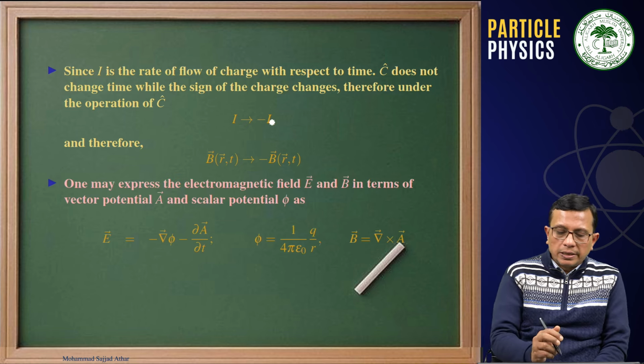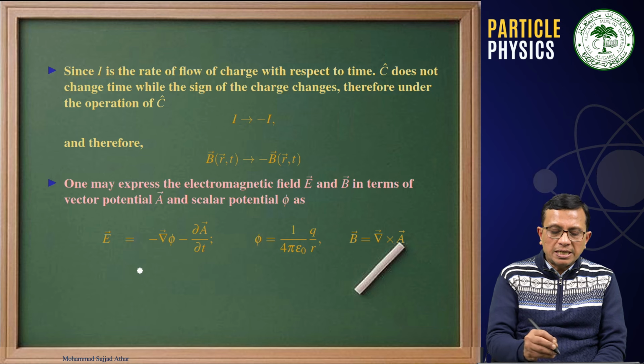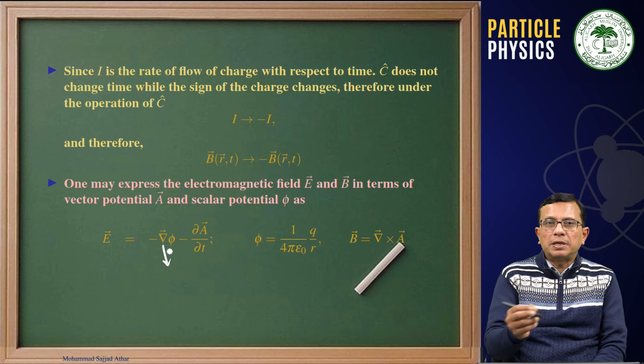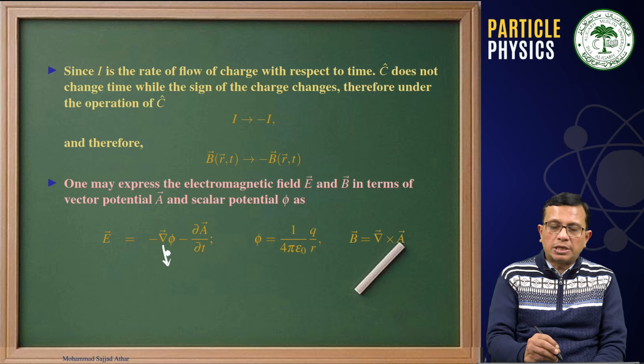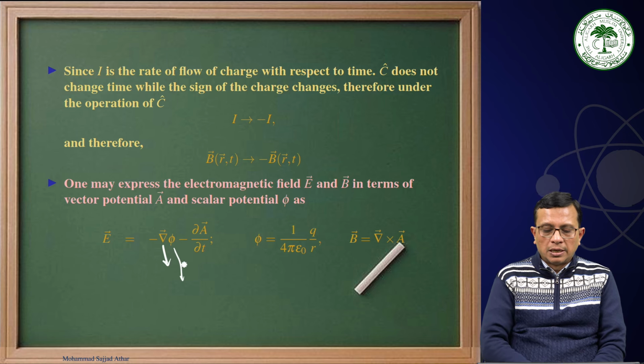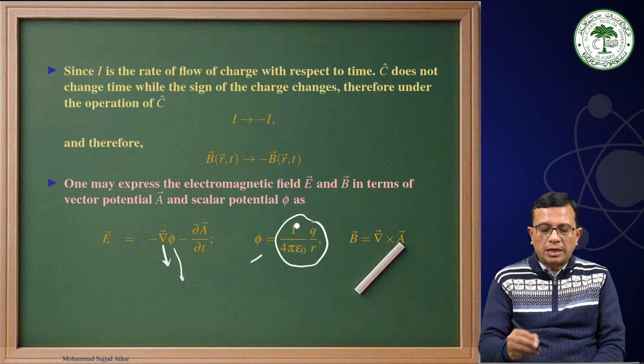Now look at the definition of the electric field in terms of the scalar and vector potentials. We see that this is del, that depends upon spatial coordinates. This is not going to change under the charge conjugation operation. This is the scalar potential defined by this. Q is changing to minus Q.